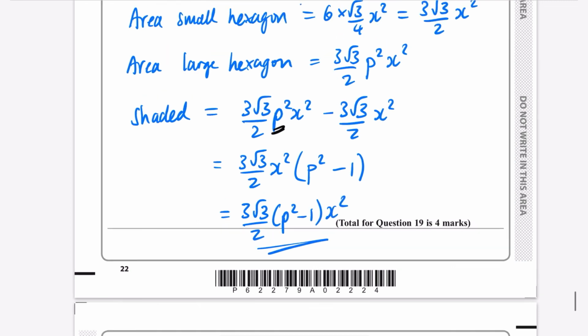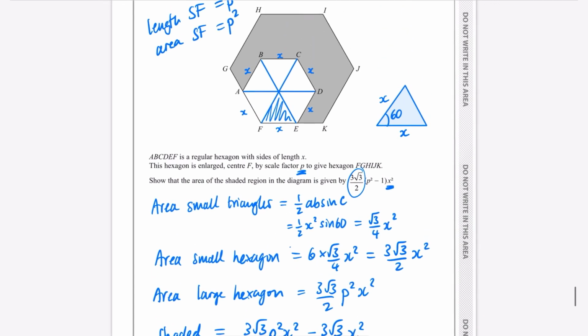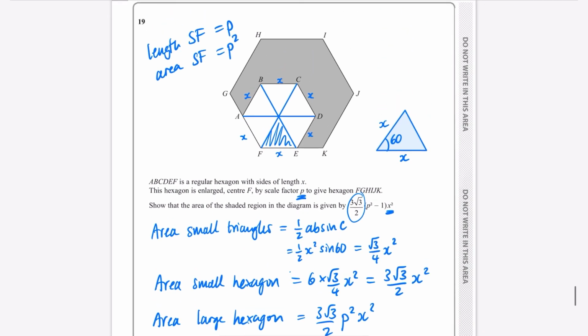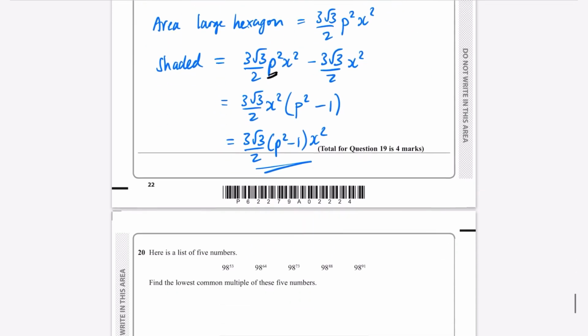Pretty tough question. Looks tough, but I actually think it blends so many things: area scale factors, half ab sine C, equilateral triangles, hexagons. There's a lot going on.